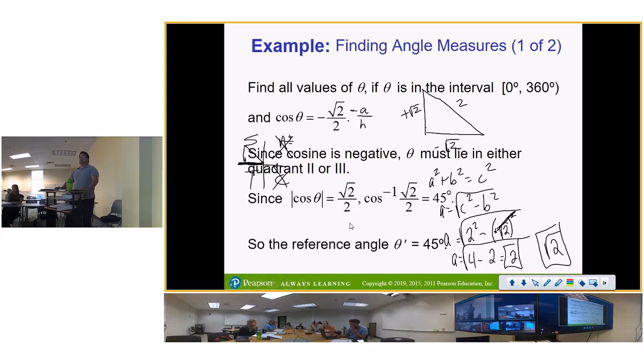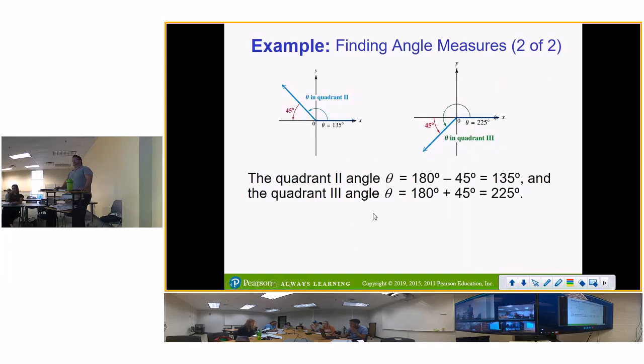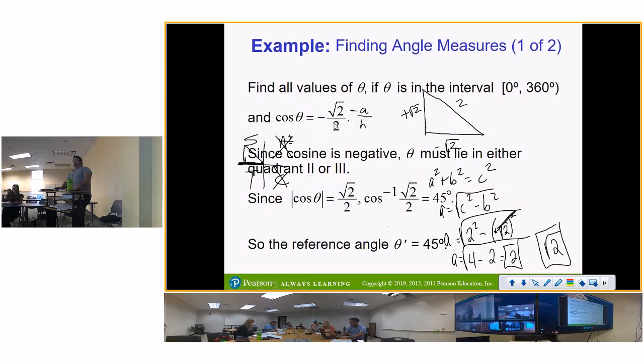Okay, so it is square root of 2. My bad. Okay, well, I did it the long way. They did it the short way. They did it as the square root of 2 over 2. That's 45 degrees. But it is in the second quadrant.